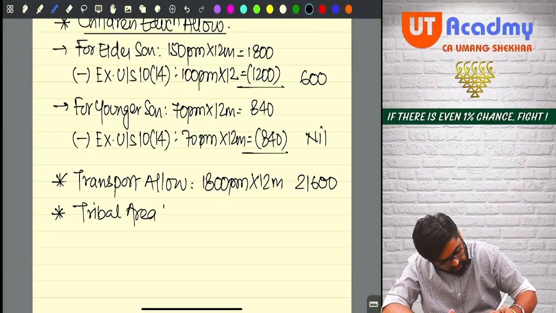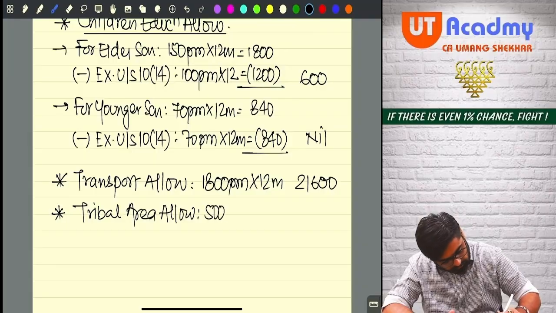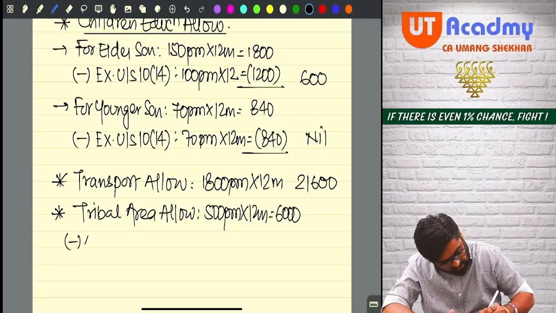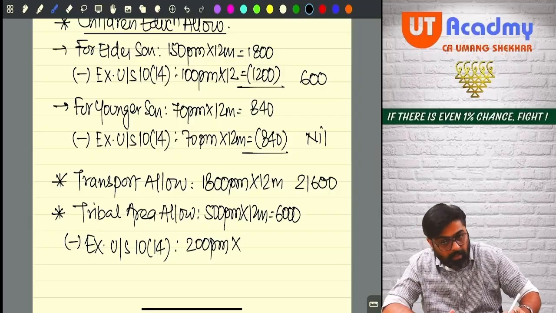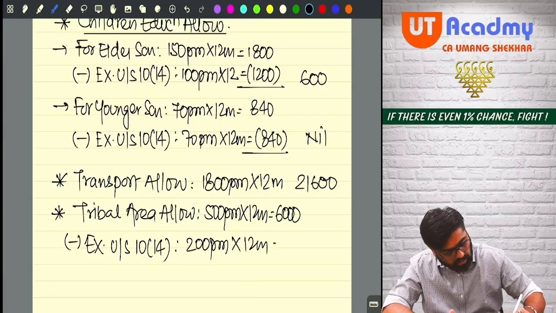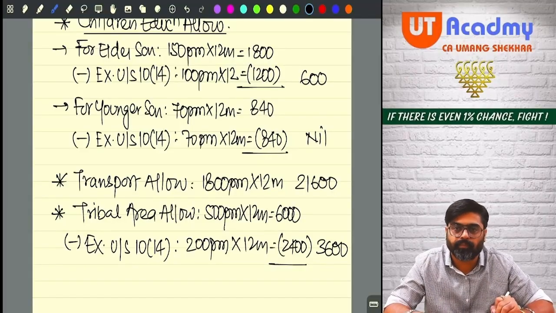Tribal area allowance 500 per month into 12 months, and that amount is 6,000. Now out of this he is getting exemption also under section 10(14), and that exemption will be 200 per month for tribal area allowance. Do you remember this? Into 12, that will be 2,400. So the balance 3,600 will be taxable.